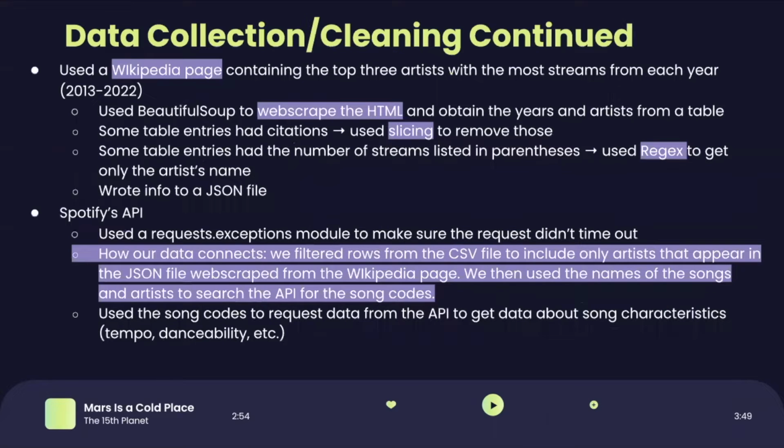For our HTML source, we used a Wikipedia page containing the top artists with the most streams from the year 2013 to 2022. We used the Beautiful Soup module to web scrape this HTML code to get the years and artists from the HTML table. Some specific cleaning methods that we used were that some tables had citations, so we removed them using a slicing method. Additionally, some of the table entries had the number of streams listed in parentheses, so in order to get only the artist's name from the table, we had to use regex. And we wrote this data into a JSON file.